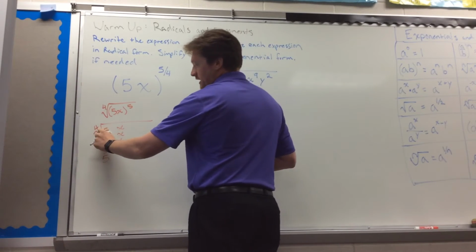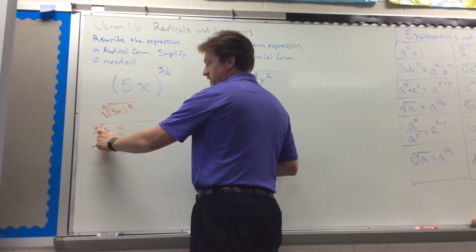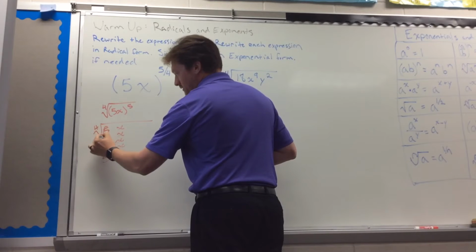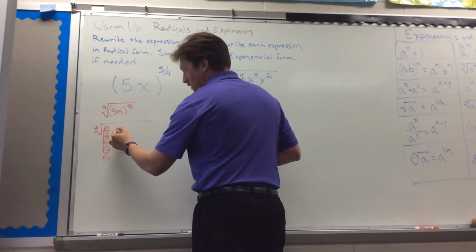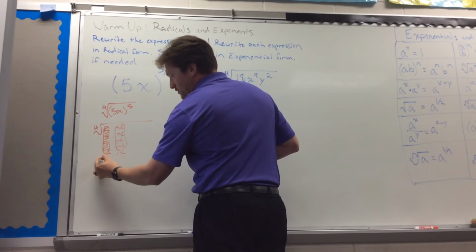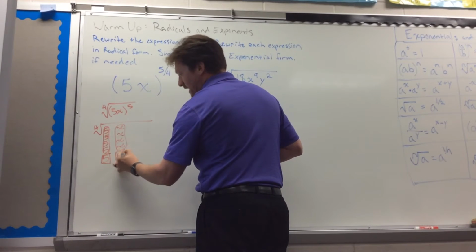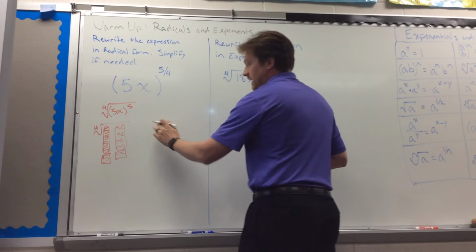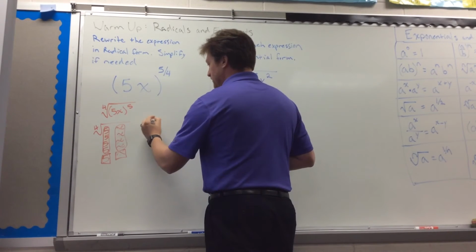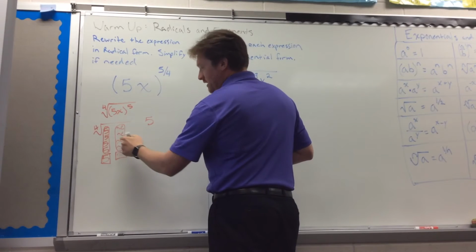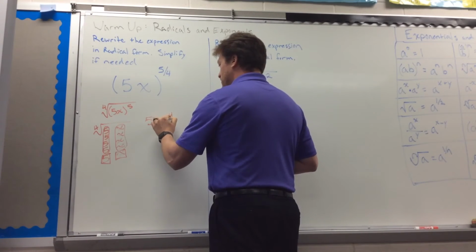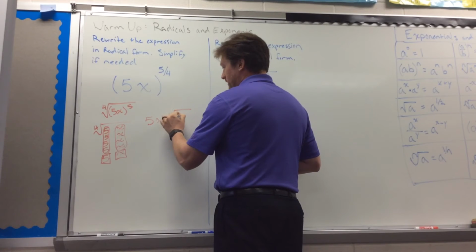There's a 4 in the index right here, so that means we have to have 4 of a kind to get brought out. So 1, 2, 3, 4 5s here. 1, 2, 3, 4 x's here. What's left over, I'm going to put a square around it to stay inside the radical. And then I'm going to rewrite. So I've got 5 comes on the outside. I've got x that comes on the outside. I've got the 4th root of 5x.